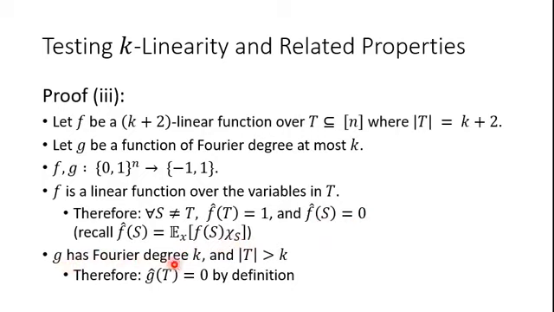Finally, g has Fourier degree k, and we know that the size of T is larger than k. Okay, the size of T is larger than k. So by definition, of course, we know that g hat of T equals 0, because T is larger than the Fourier degree k which g has. So it cannot be that it's not 0.